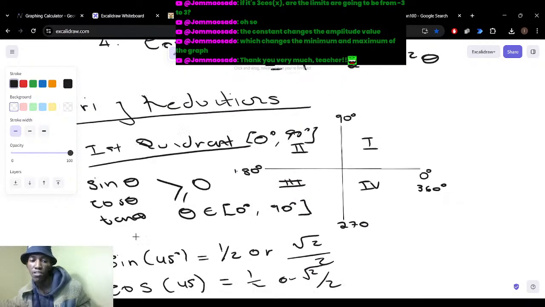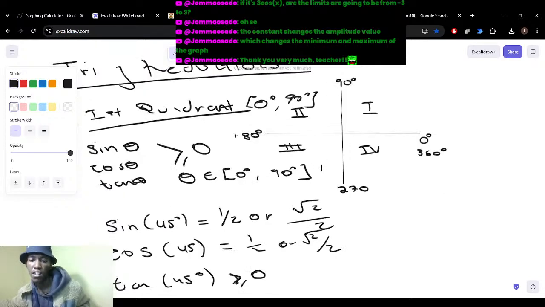In the first quadrant, all our trig functions are positive. Sine of 45 degrees is greater than 0, cos of 45 degrees is greater than 0, tan of 45 degrees is greater than 0. But for the second quadrant, only sine theta is positive, right? So sine of 100 degrees, since 100 degrees is between 90 and 180 degrees, we verified that it is indeed greater than 0. But when we checked cos of 100 degrees and tan of 100 degrees, we noticed that their values are less than 0.